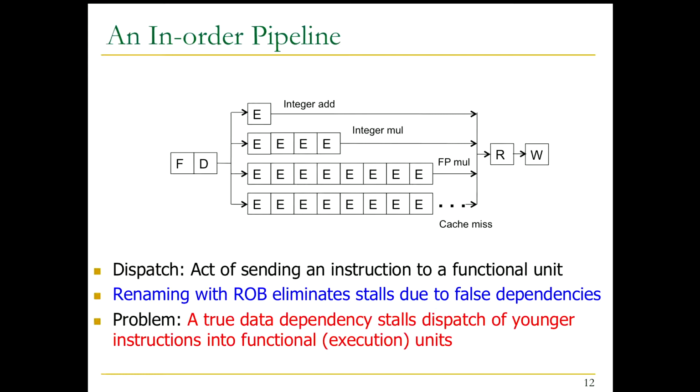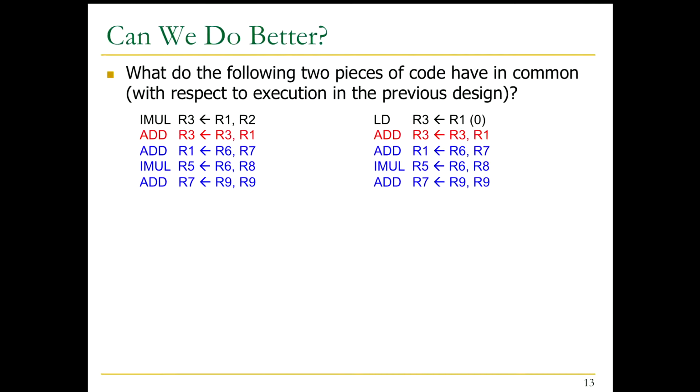False dependencies, we've eliminated, that's good. But if you have a true dependency, when you're decoding this instruction, if there's another instruction writing to the same register, you need to stall. Okay, let's take a look at those true dependencies.